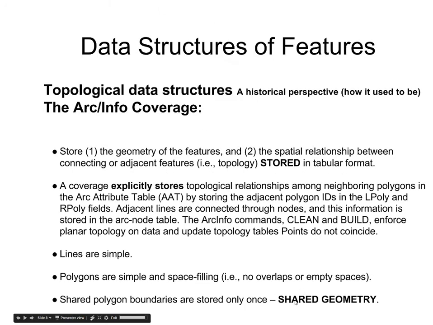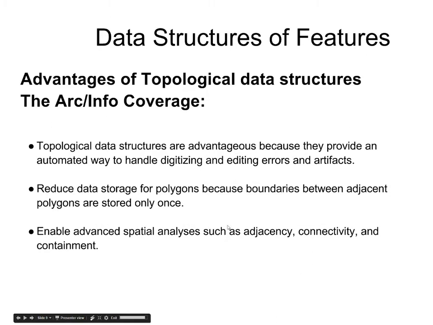So, more review. Remember the topological data structure of the ArcInfo coverage. This had stored topology. These relationships were explicitly stored in the tables. The relationships were generated using clean and build commands. Lines were simple. Shared polygon boundaries were only stored once. There were some advantages to this. A big advantage was it was really the only topological data structure back then. So it provided a way to handle digitizing and editing errors and artifacts.